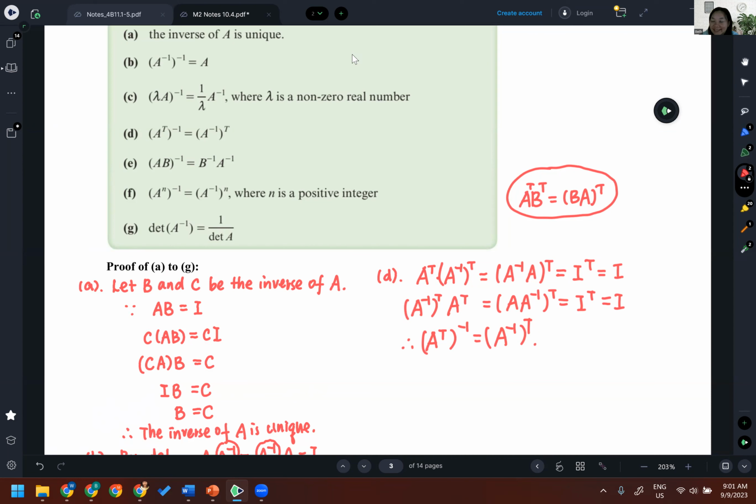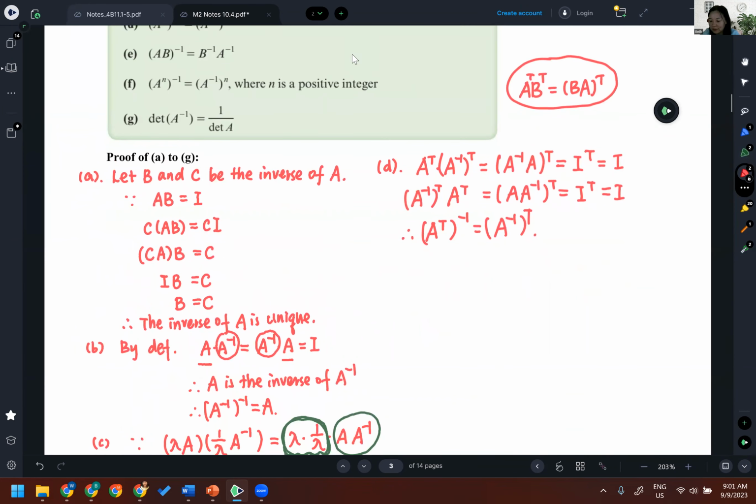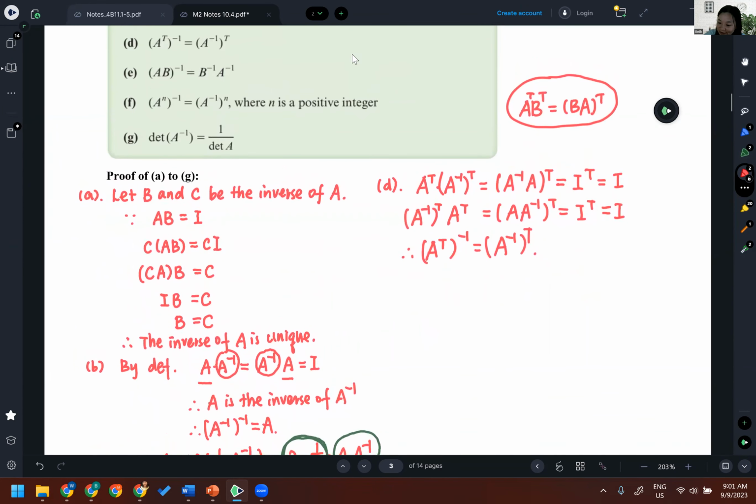Is that fine? Now you can taste the algebra part. I'm manipulating the letters using what I know. Now some of you are used to that, but for you it's new. You must get used to it though.